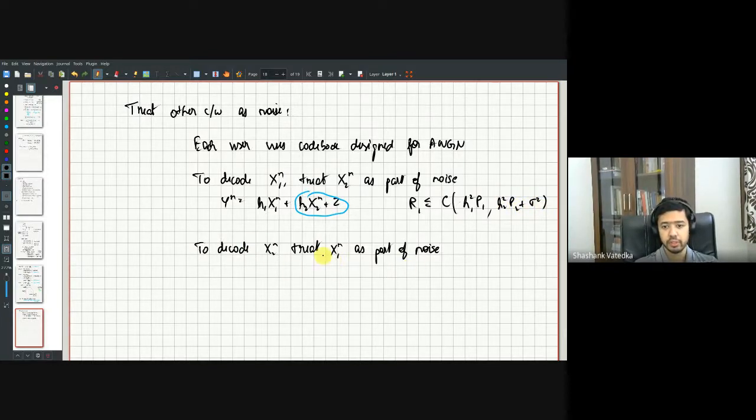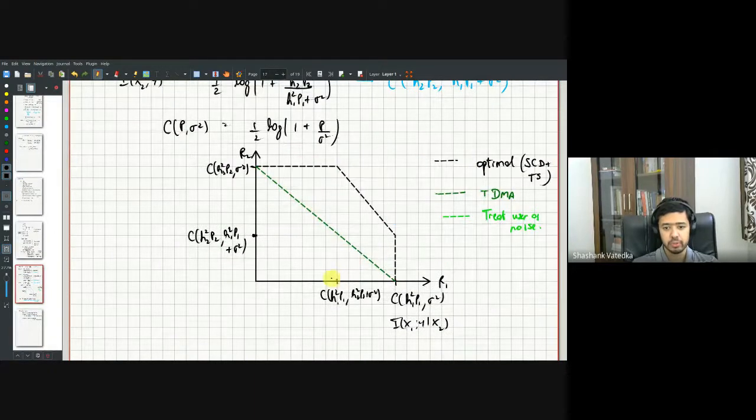And similarly for decoding X2, the probability of error is vanishing as long as R2 is less than or equal to C of H2 square P2, where the noise is effectively H1 square P1 plus sigma square. Right, and that basically corresponds to these two points over here. So as long as R1 is less than this, decoding can be done. As long as R2 is less than this, decoding can be done. Right. So what does the achievable rate region look like? What shape will it have?